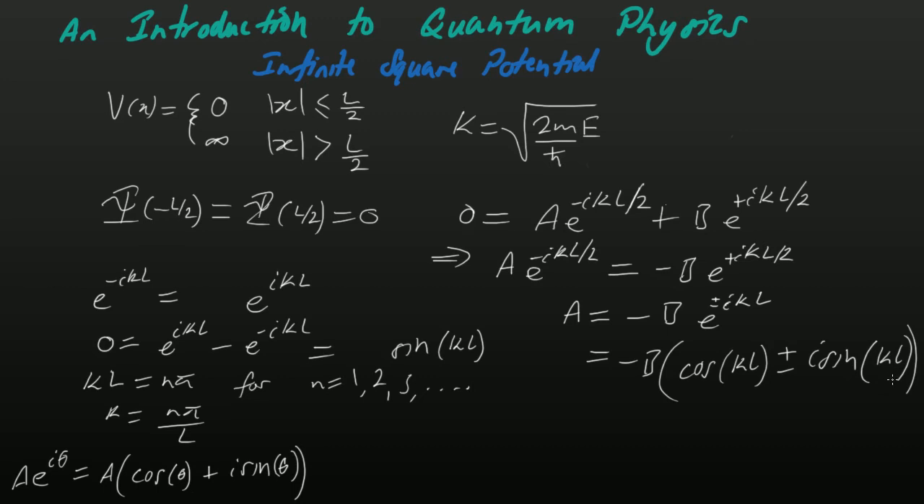Okay, and we know what k equals. It's n pi on L. So we'll substitute that in. So it's cosine of n pi L on L, plus or minus i sine of n pi L on L. So I'll clear it up here. Those L's disappear.